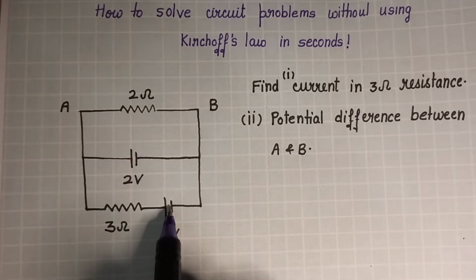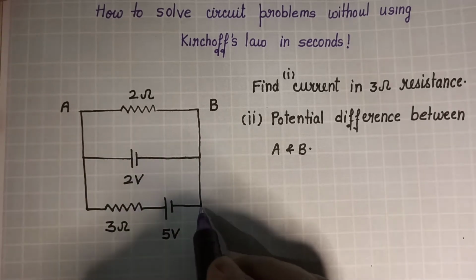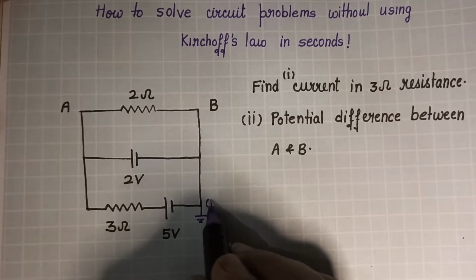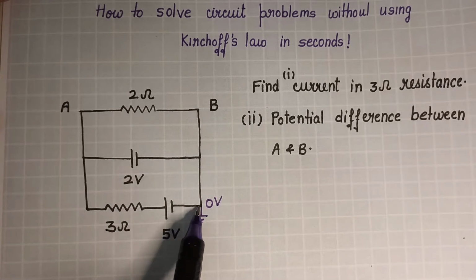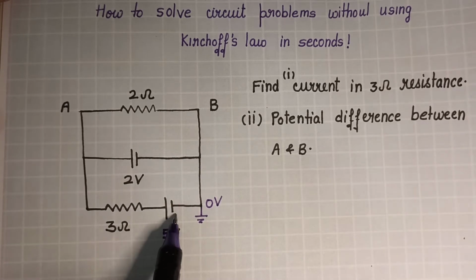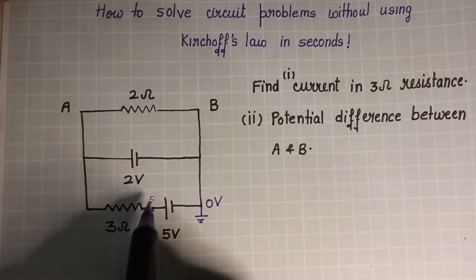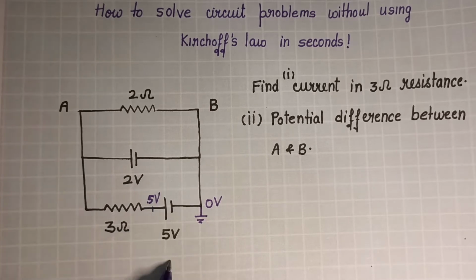I will suggest that you take the negative terminal of the 5 volt battery, which is stronger than the 2 volt battery, to be 0 volt. So let us connect this point with earth and take this point to be at 0 volt. Now if this point is 0 volt and the potential difference between the terminals is 5 volt, then obviously the positive terminal must be at 5 volt, right? So that the potential difference between the two terminals is 5 volt.